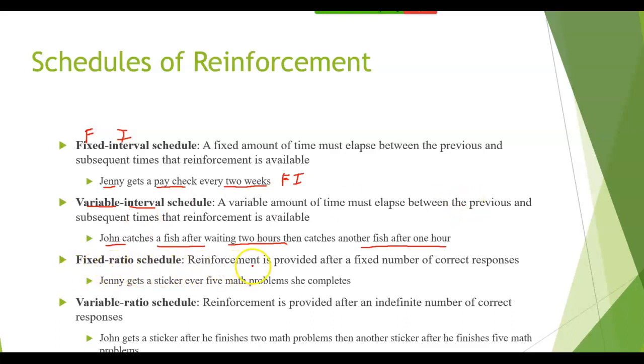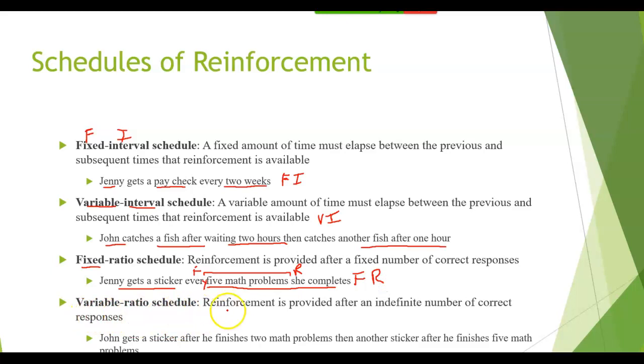Fixed ratio schedule. This is reinforcement that's provided after a fixed number of correct responses. So Jenny gets a sticker after every 5 math problems she completes. So it's fixed. Every 5 math problems she completes, she gets that sticker. So it's a fixed ratio.